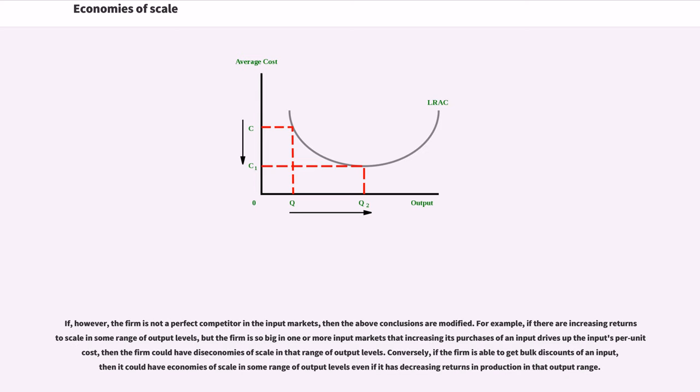If, however, the firm is not a perfect competitor in the input markets, then the above conclusions are modified. For example, if there are increasing returns to scale in some range of output levels, but the firm is so big in one or more input markets that increasing its purchases of an input drives up the input's per unit cost, then the firm could have diseconomies of scale in that range of output levels. Conversely, if the firm is able to get bulk discounts of an input, then it could have economies of scale in some range of output levels even if it has decreasing returns in production in that output range.